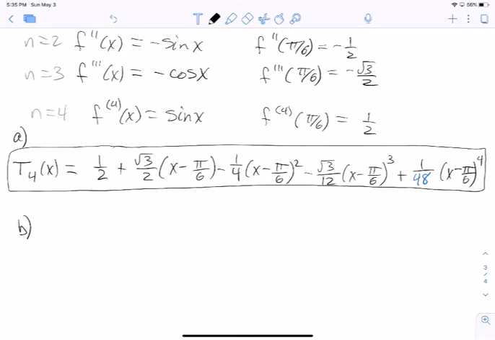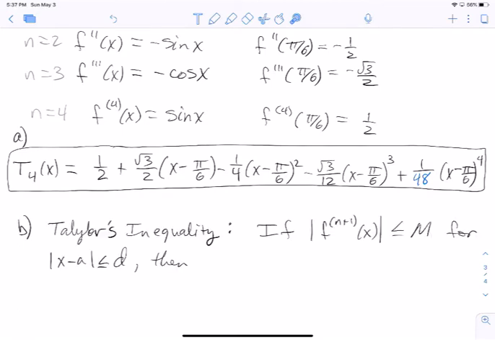For part B, we are to use Taylor's inequality. Let's recall, if we have a number m that is bigger than or equal to the n plus first derivative of x for an interval where x minus a in absolute value is less than d, then r sub n of x in absolute value is less than or equal to m over n plus 1 factorial times the absolute value of x minus a to the n plus 1.